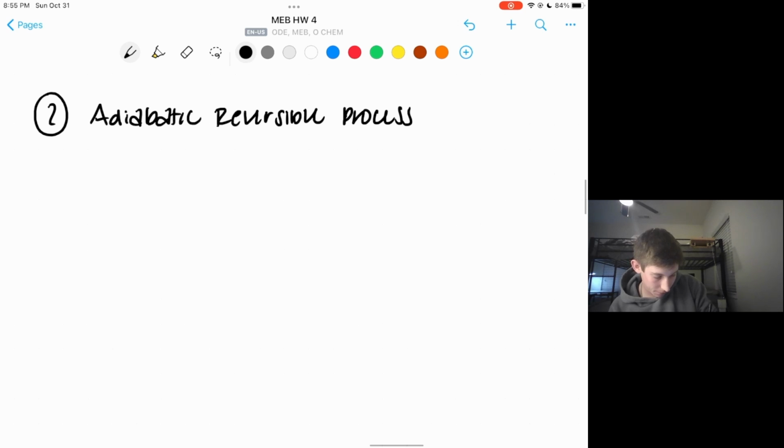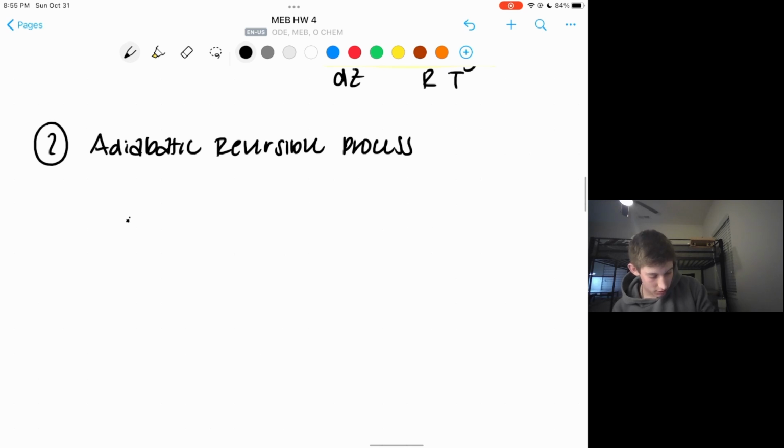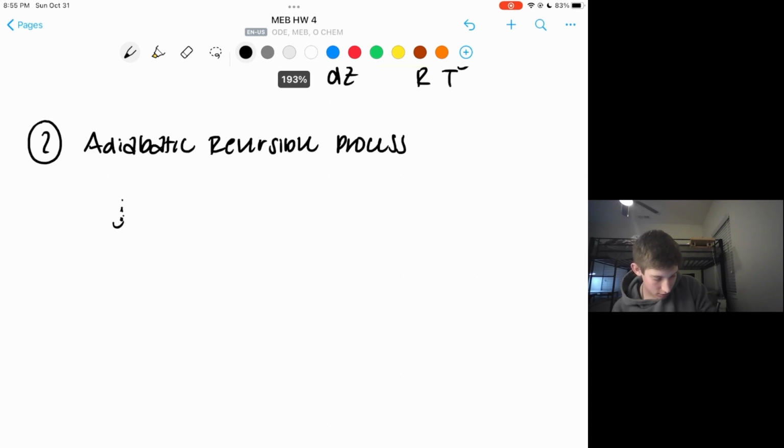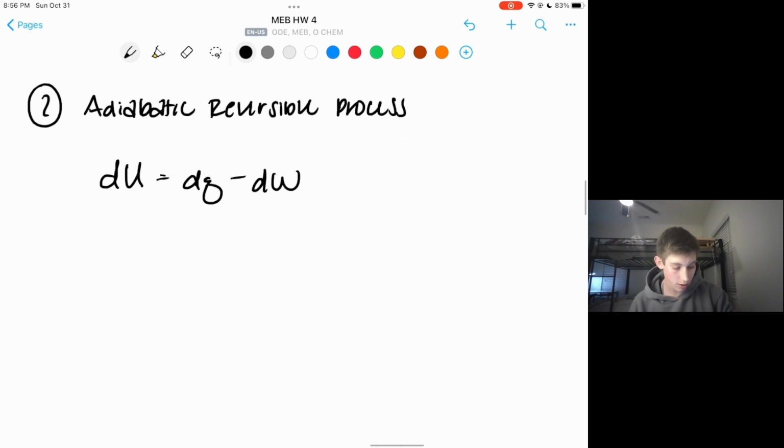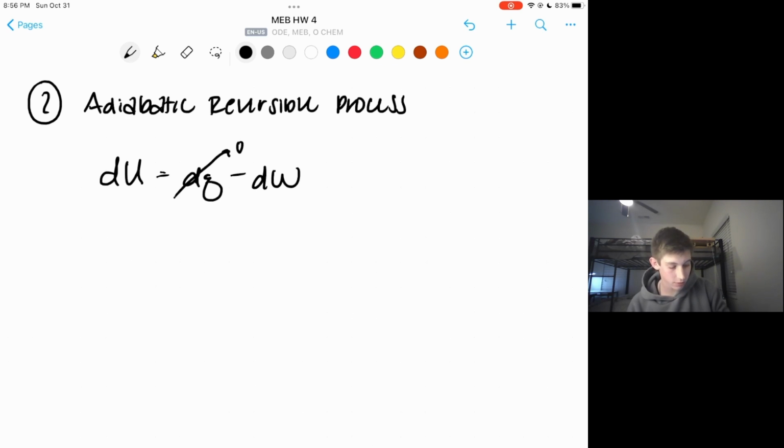that du, which is the differential for internal energy, equals dq minus dw. And since this is adiabatic and reversible, we know that dq is 0.